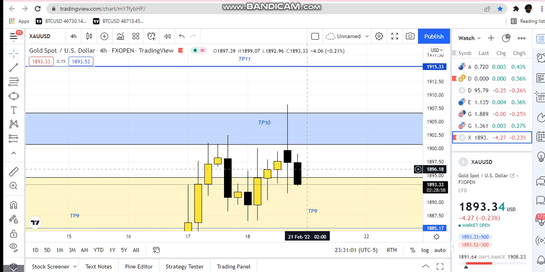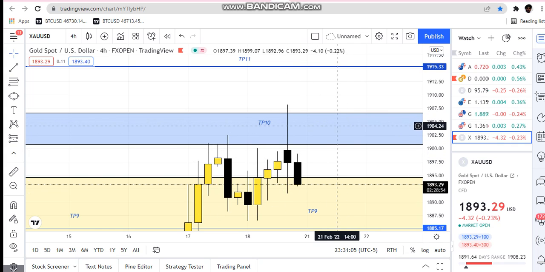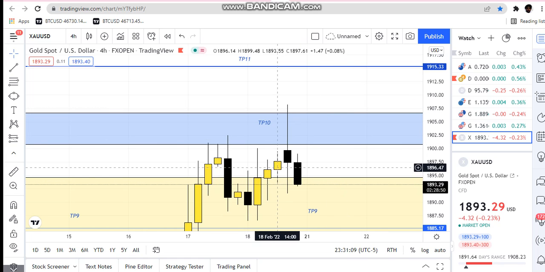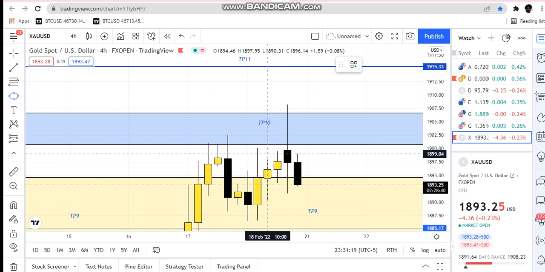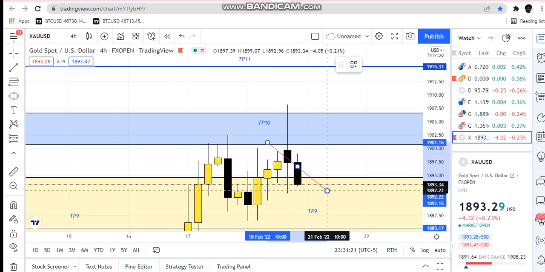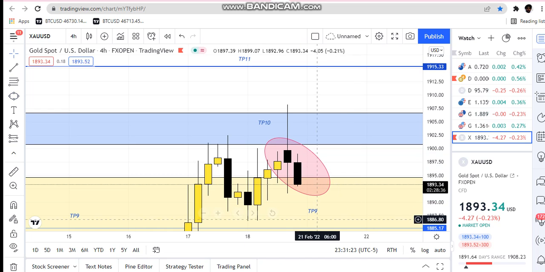Sellers push price back down and it forms this even star pattern on a 4-hour or higher time frame. We see an even star pattern: a yellow candlestick, a star, and then a black candlestick. There will be a gap between the first candlestick and the last candlestick, creating a star. This is our triple candlestick pattern that we see at the top of an uptrend. After an extended uptrend, we will see this candlestick pattern.